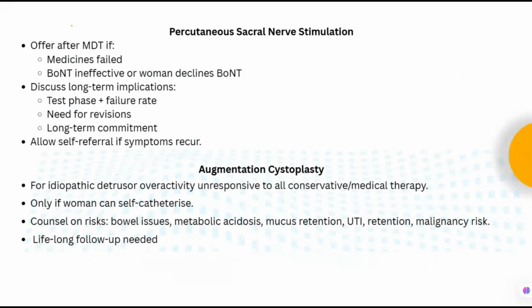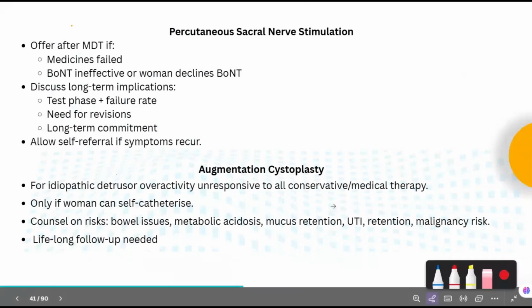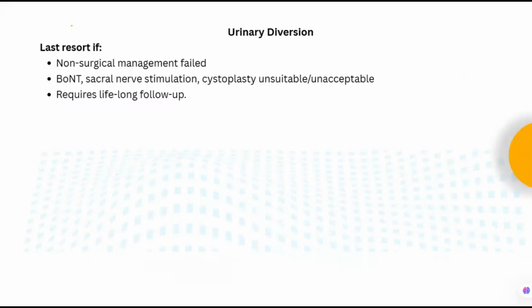Next is augmentation cystoplasty for idiopathic detrusor overactivity which is not responding to all conservative and medical therapy, only if women can self-catheterize. Counsel on risk of bowel issues, metabolic acidosis, mucus retention, urinary tract infection, retention, malignancy risk, and lifelong follow-up is required. So augmentation cystoplasty is a complicated surgery.